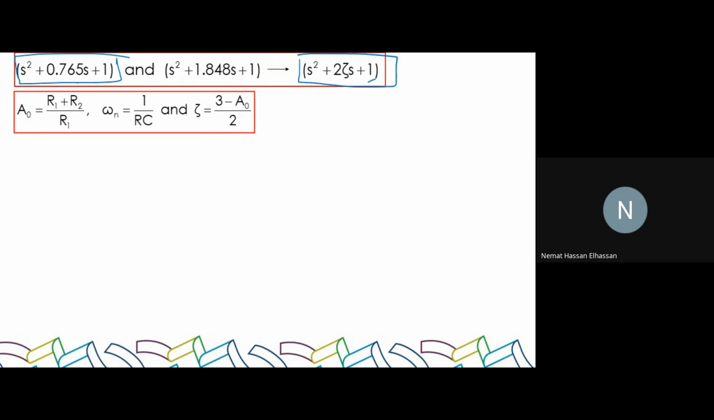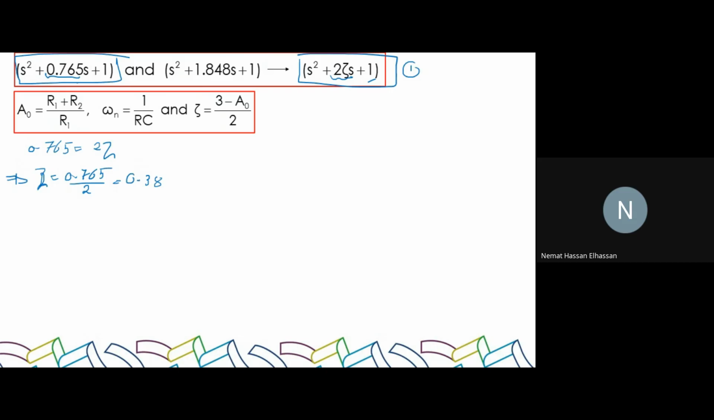We can find the value of zeta, right? So step 1 is easy. Compare the middle term here to the middle term here and find the value of zeta. 0.765 is equal to 2 zeta. Therefore, zeta is equal to 0.765 divided by 2, which is equal to 0.38 something. Okay, clear?